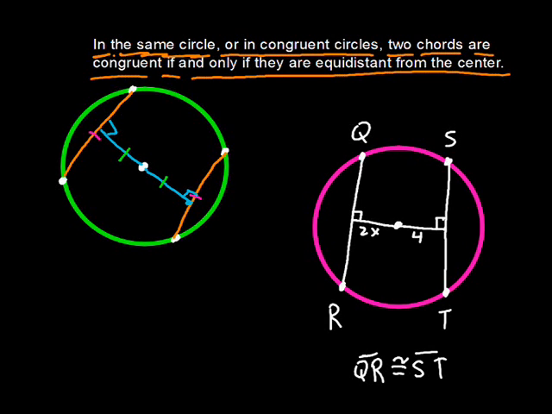So let's say I show you this example, and I say QR is congruent to ST. You're like, oh, QR is congruent to ST? Sweet. So that means the distances between the center and each chord are congruent. That means that 2x actually equals 4 and x equals 2. It's as simple as that.